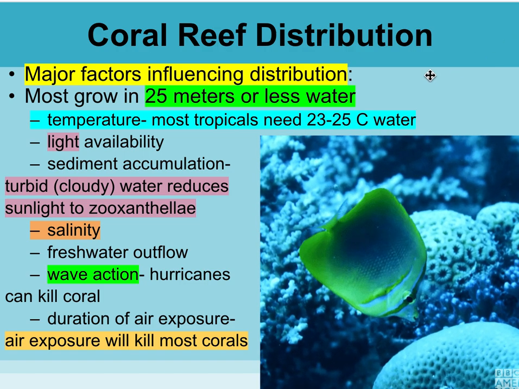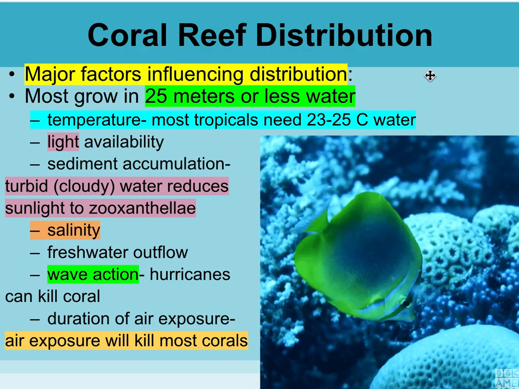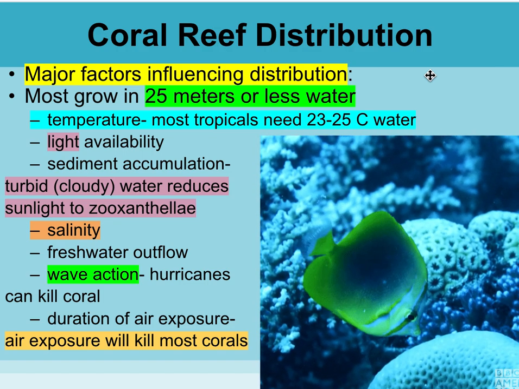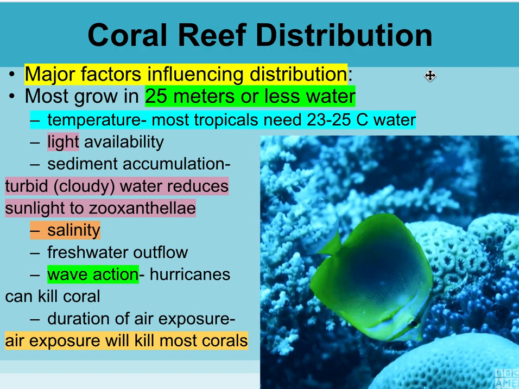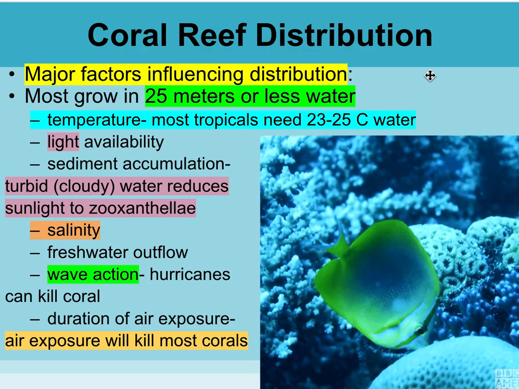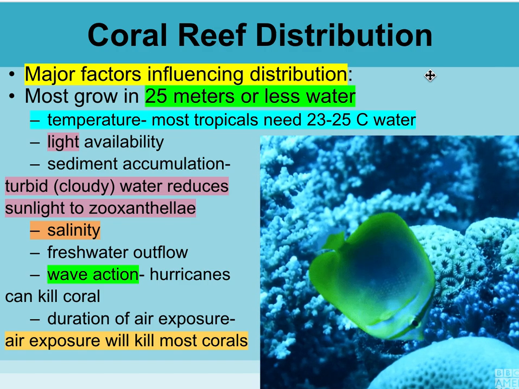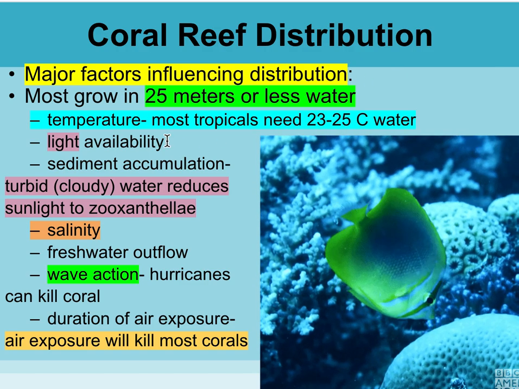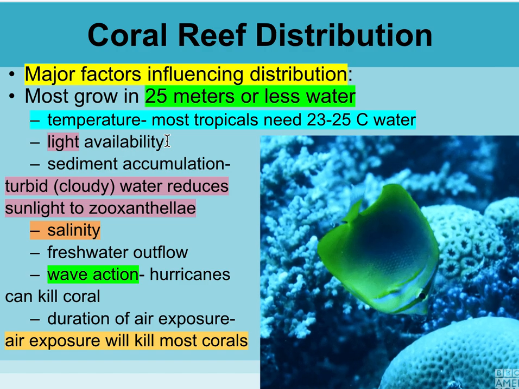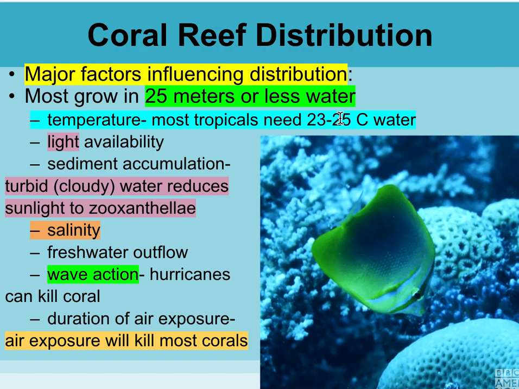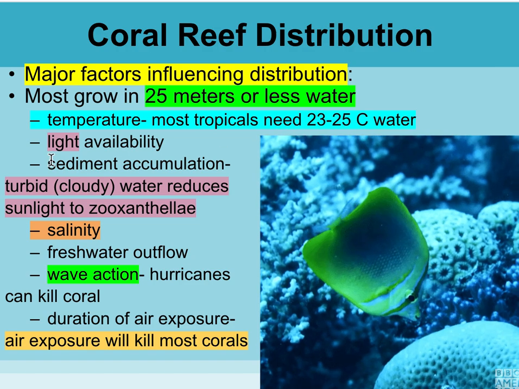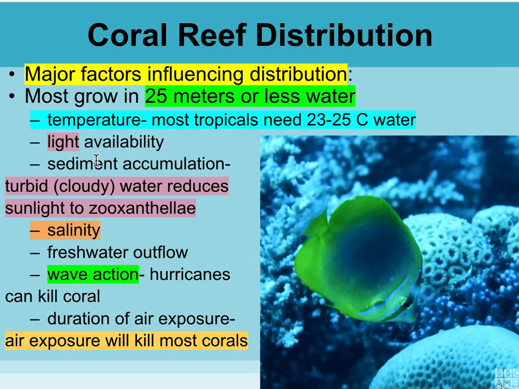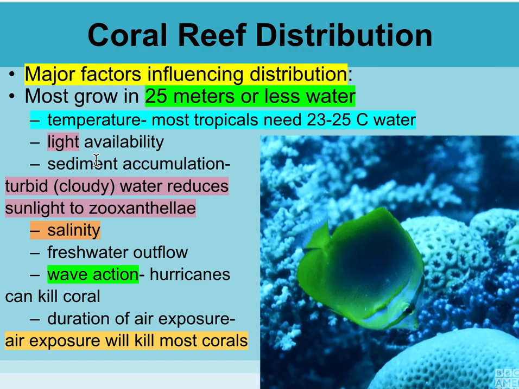So coral reef distribution, most are in shallower water, like 25 meters or less. My swim up, I started that swim up from 122 feet, which is more than 25 meters. But the coral did abruptly end there at about 122 feet. So it can go a little deeper than 25 meters, but not much. They need really warm waters, 23 to 25 degrees C. They need a lot of light. They need light because the zooxanthellae in them need to photosynthesize to give them energy.